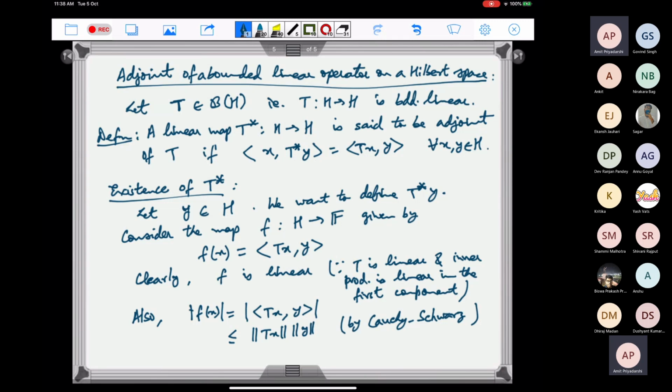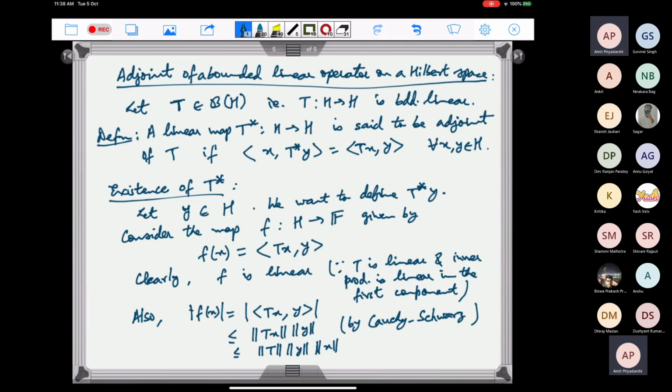And T is given to be linear. So this is less than or equal to norm T times norm y times norm x. So mod f(x) is less than or equal to this constant, which is norm T times norm y, times norm x.